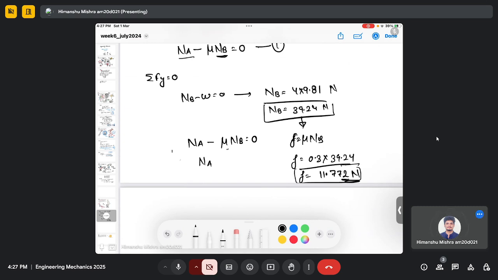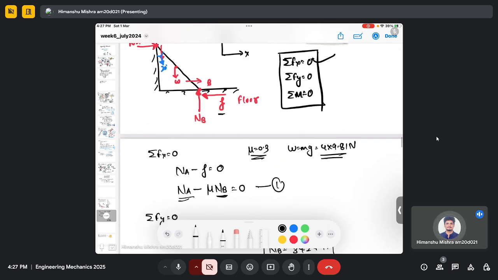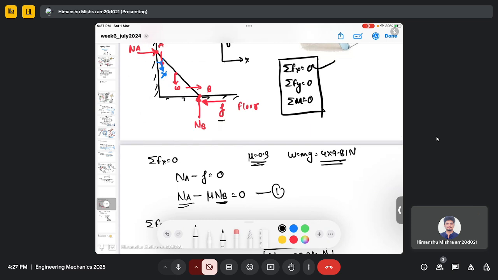I don't need to use equation 1 here, although you can use equation 1 to find the normal reaction force at Na, but that is not our objective in the question. We need to find the friction force for this case.